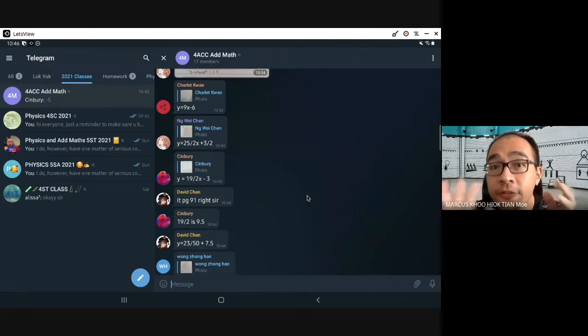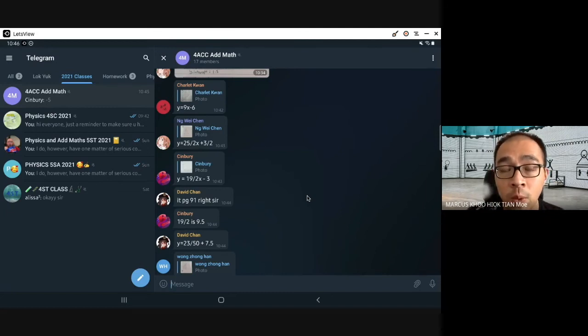Okay, but the difference is not so much. So Sinbury, your gradient is 9.5. Charlotte, your gradient is 9. No problem. Sinbury, your y-intercept is minus 5. Charlotte, the intercept is minus 6. Okay, also no problem. A very small difference. It cannot be minus 6 and minus 3. That one's too big of a difference.